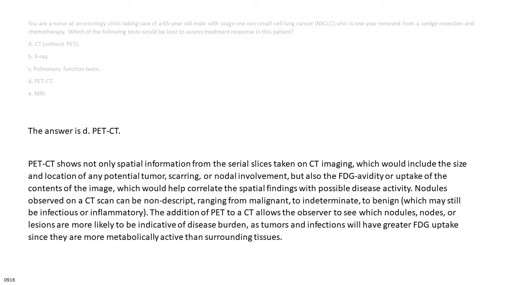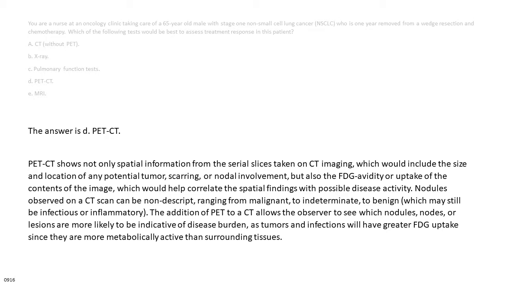The answer is D. PET, CT. PET, CT shows not only spatial information from the serial slices taken on CT imaging, which would include the size and location of any potential tumor, scarring, or nodal involvement, but also the FDG avidity or uptake of the contents of the image, which would help correlate the spatial findings with possible disease activity.